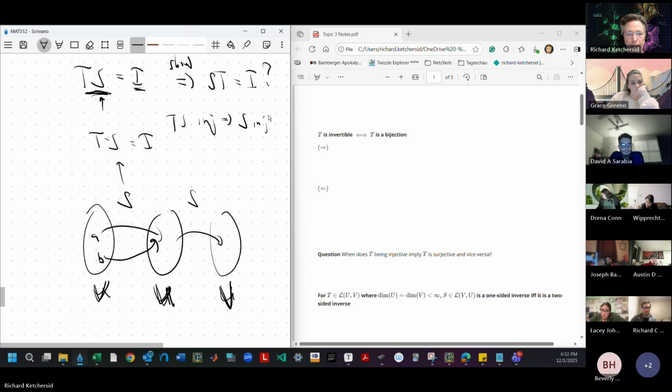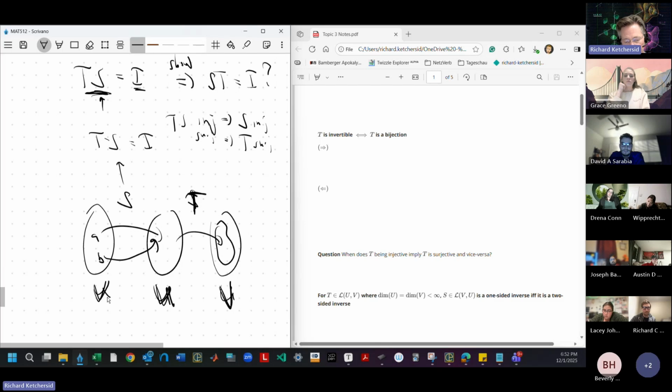On the other hand, if T failed to be surjective, sorry, this is T, then ST would also fail to be surjective, right? If the range of T was just this stuff, then ST would also fail to be surjective. So the fact that TS is bijective implies that S is injective and T is surjective, right?